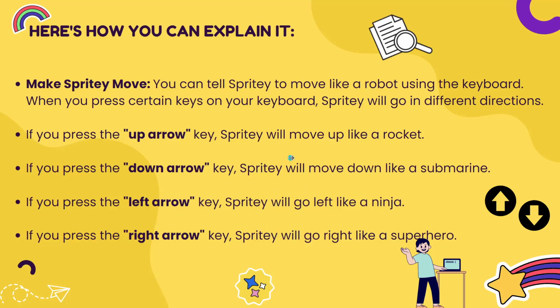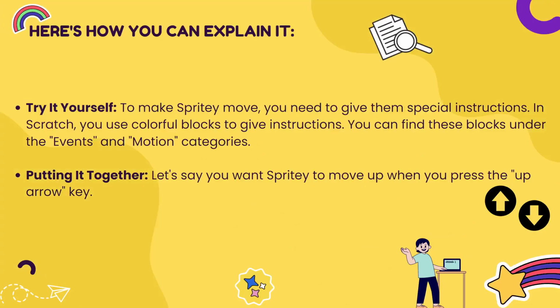So now you can make your Spritey move in different directions with the help of arrow keys. You can use all the different keys. When you press the up arrow, it will move up like a rocket. If you press the down arrow, it will move down like a submarine. If you press the left arrow, it will go left like a ninja. And if you press right, it will go right like a superhero. So you can control Spritey and make it go anywhere.